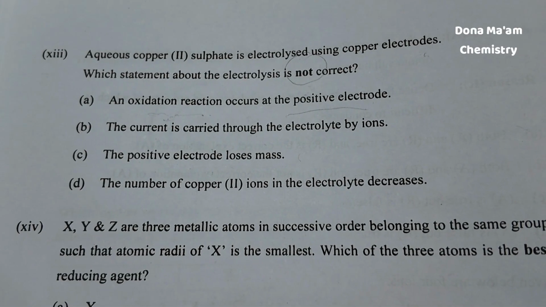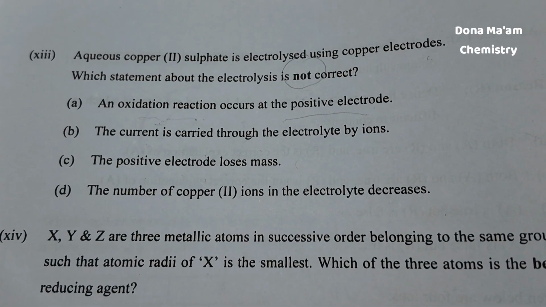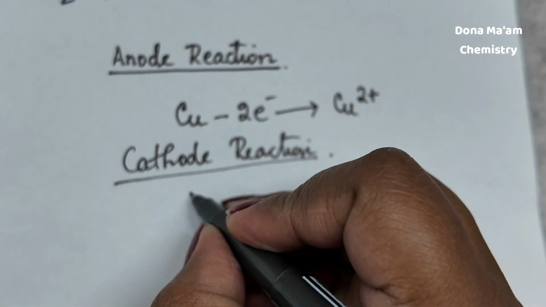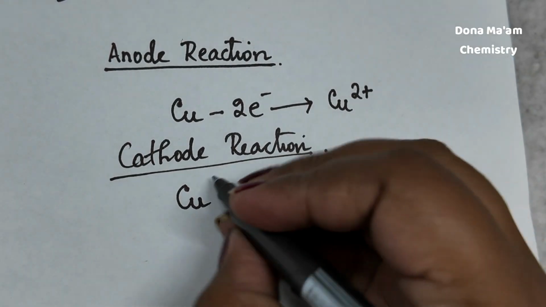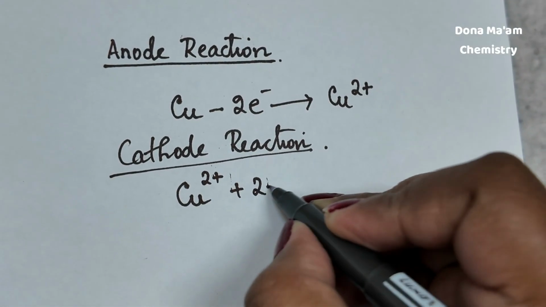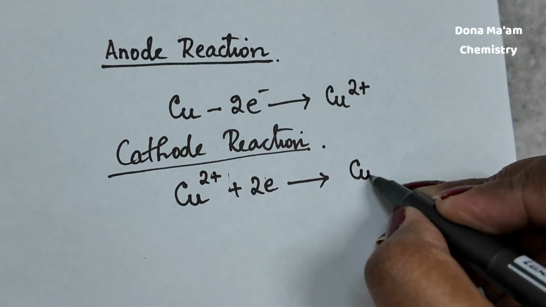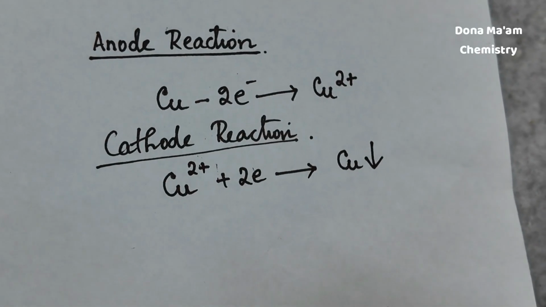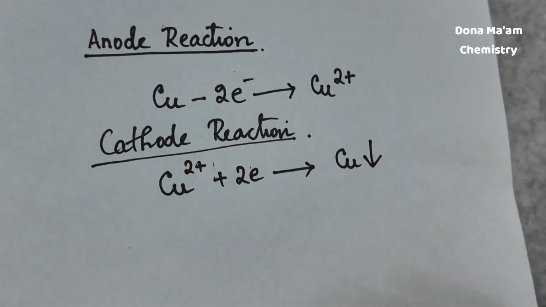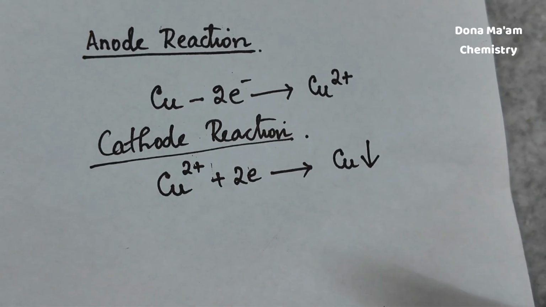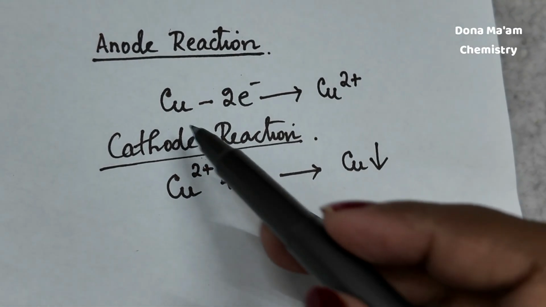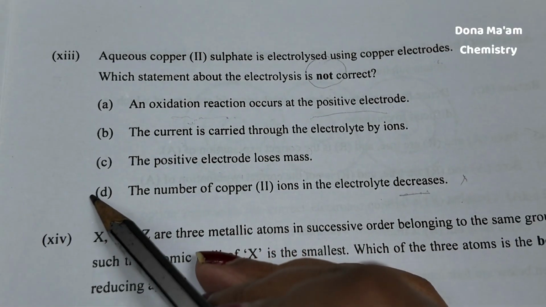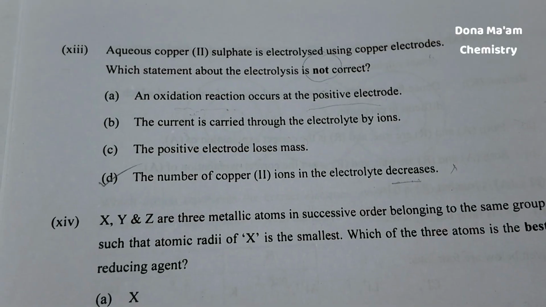Let's see the next option. The number of copper ions in the electrolyte decreases. So to answer that, let's also check out the cathode reaction. And we know in the cathode reaction, reduction takes place, right? So the copper ions get reduced by gaining the two electrons, and the reddish brown deposit of copper is being deposited at the cathode. So the option says the number of copper ions in the electrolyte decreases. That is absolutely wrong. Copper ions are getting reduced, but here copper ions are again being produced as well. So this will be the answer. Option number D. Next.